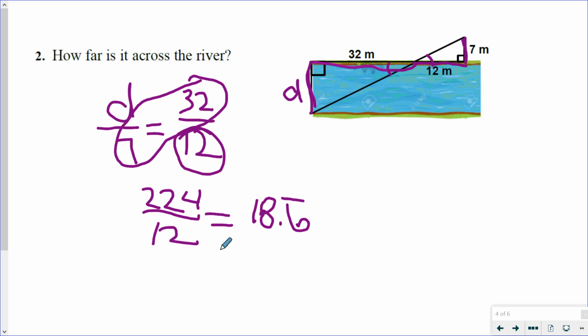So what I want to do is round. So this will be approximately 18.67, rounded to the nearest hundredth. So the distance across the river is approximately 18.67 meters.